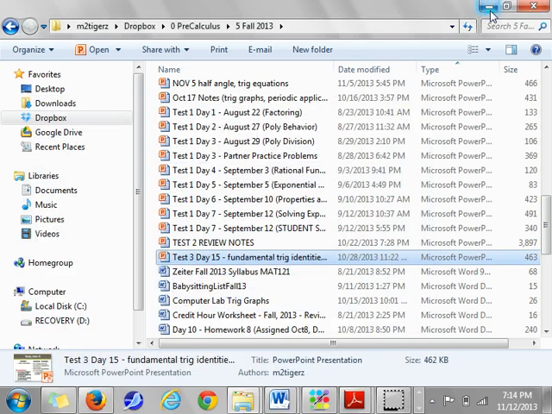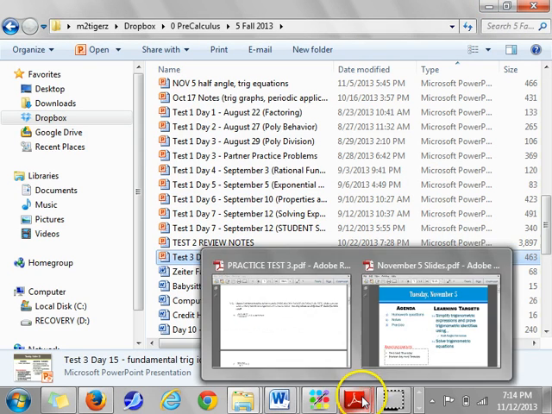Okay. That's all I'm really going to say about proving the identities. Again, the answer key is up on Moodle, and so you can refer to that for each one of them.